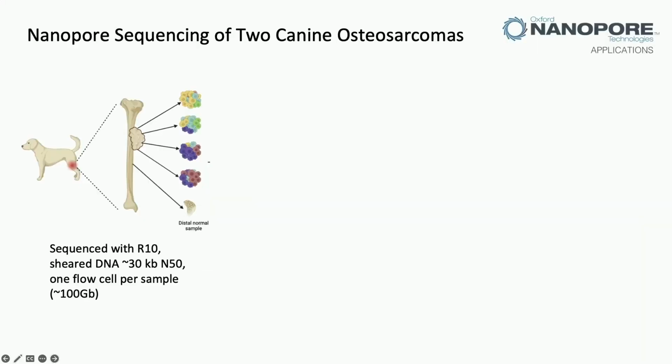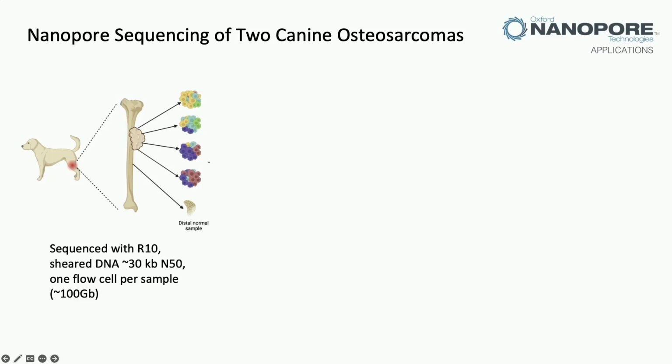So what we did, we took 2 dog models that were available and performed multi-site sequencing. In each dog, we have multiple sites and also a matching normal sample. And each site was sequenced with a single flow cell, single R10 flow cell. Each yielded about 30x depth, assuming the normal karyotype.